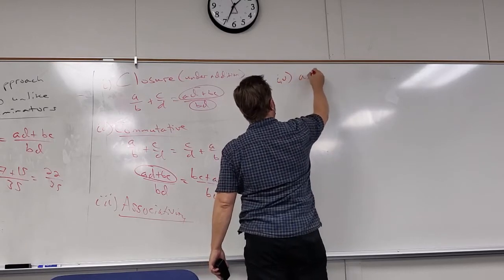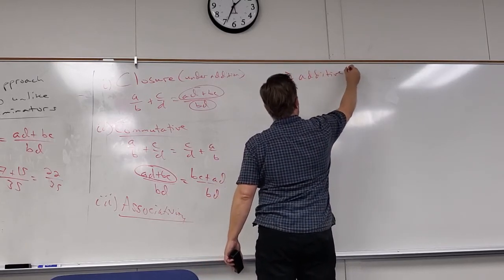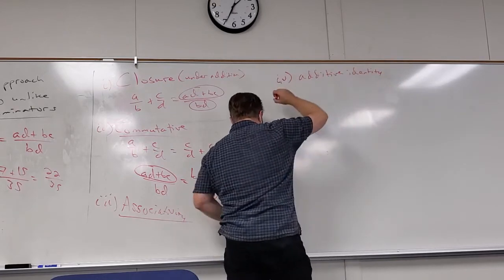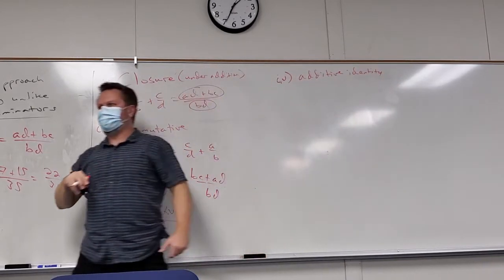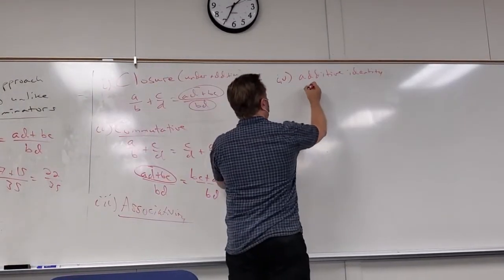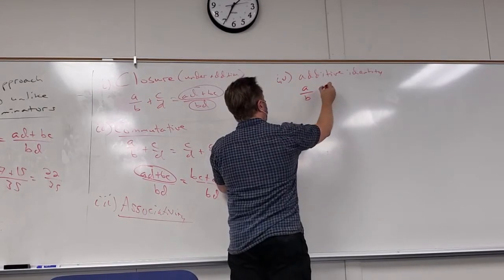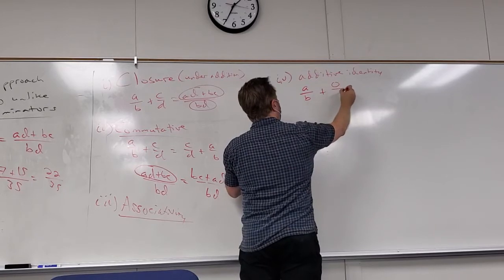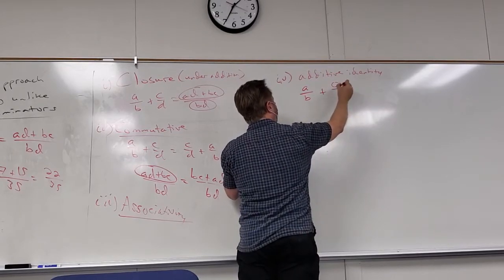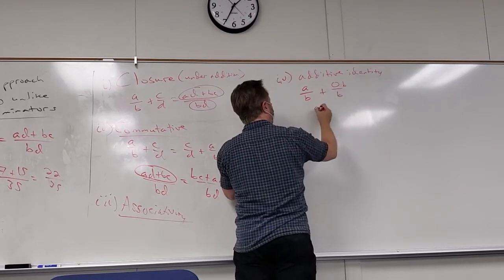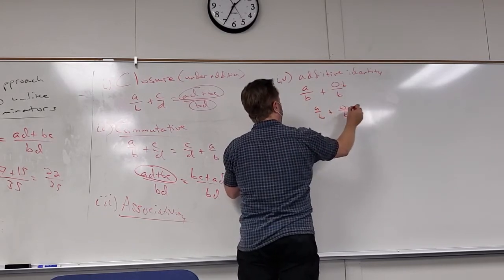What would the additive identity be for fractions? Under addition, plus 0? It's 0. I love it. And the beautiful thing about 0: if I have A over B and I want to add 0, how do I make the B on the bottom? I multiply by B. 0 times B is still 0.